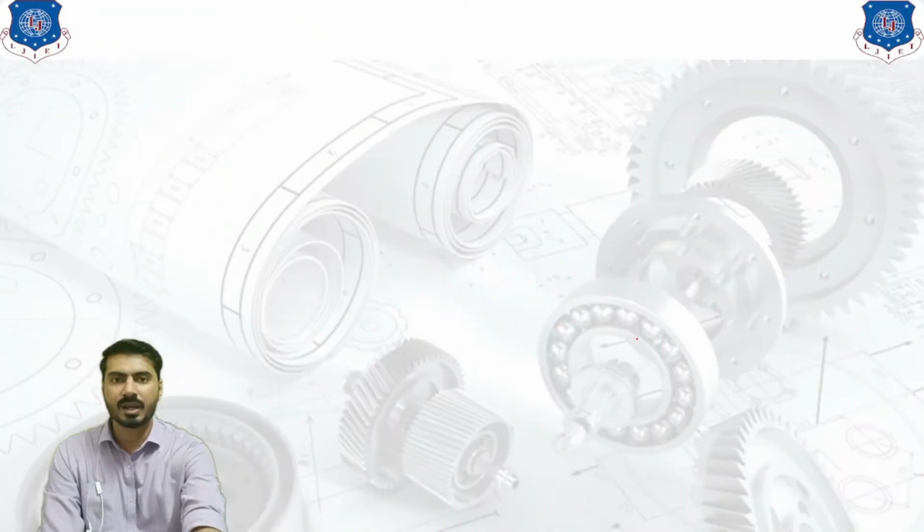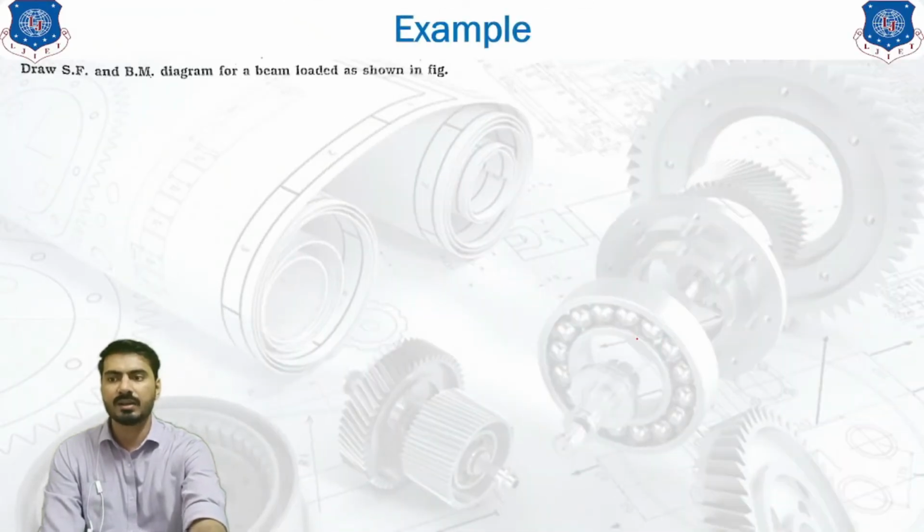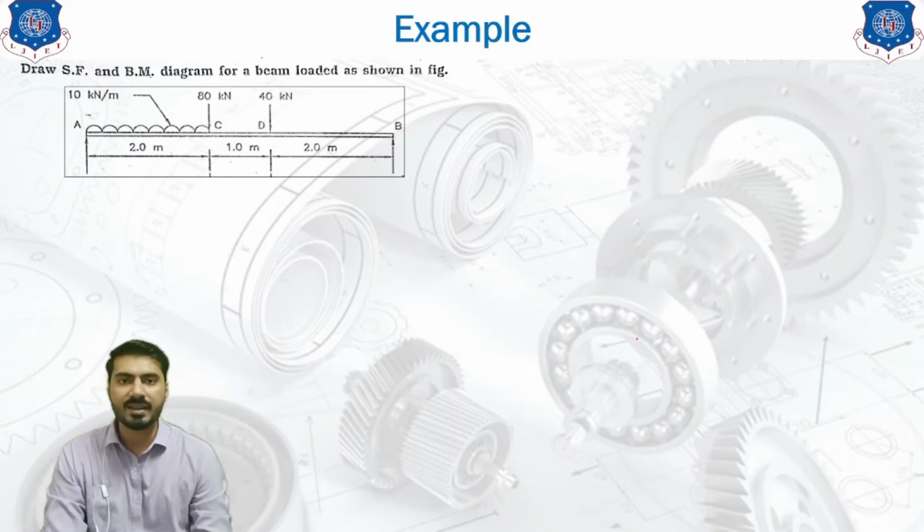The example contains a point load and a uniformly distributed load. As you can see on your screen, the diagram of beam loading is shown, where you will see a symbol which is used for the UDL. This is our UDL, which has a value of 10 kilonewton per meter. This is the basic unit of UDL. It is represented by Newton per meter, Newton per mm, or kilonewton per meter.